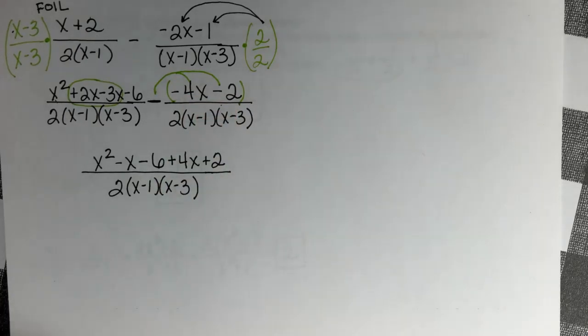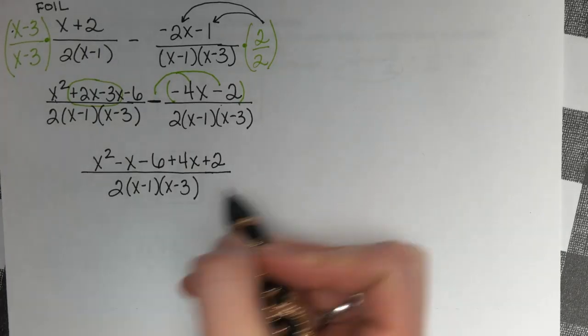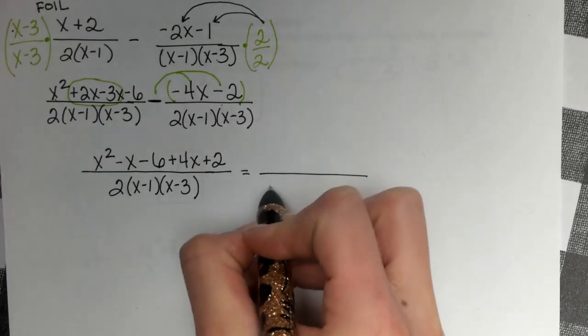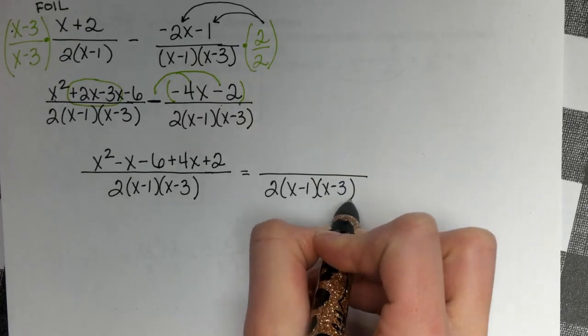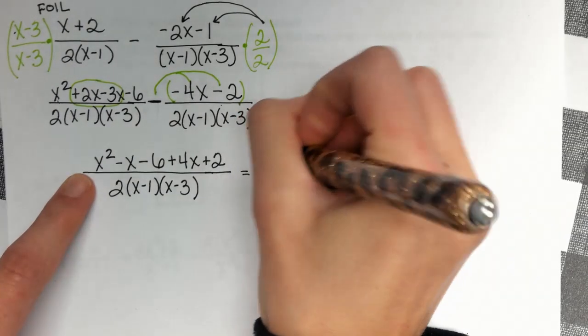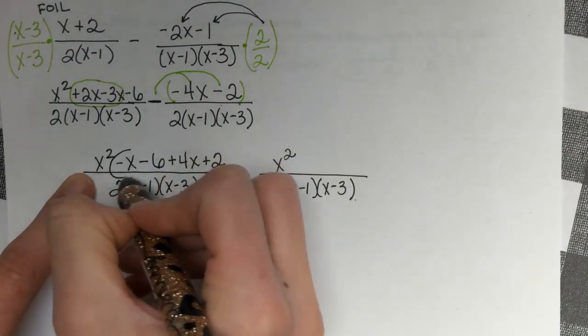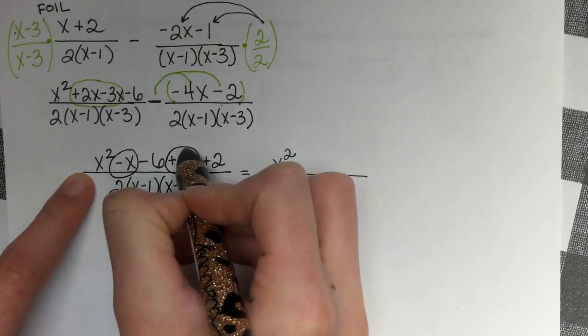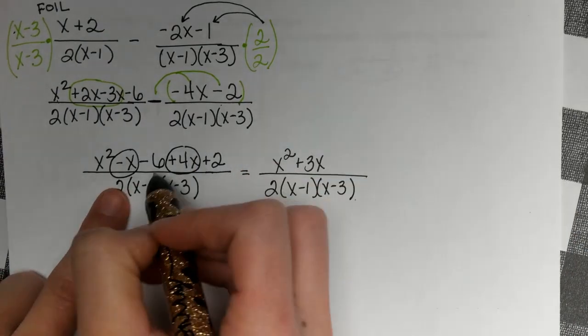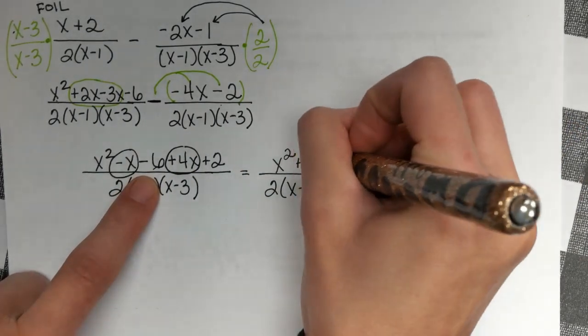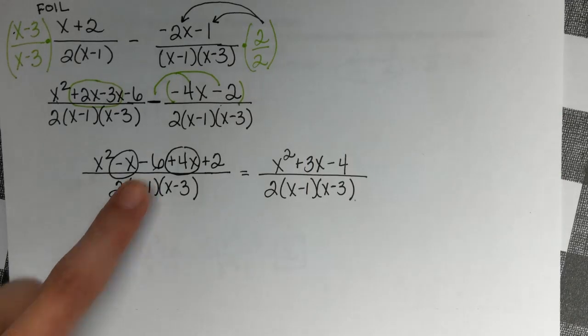Now I need to just clean it up. Okay, so I've got my denominator. I have my x squared. Negative x plus 4x is going to give me what? 3x. And then negative 6 plus 2, negative 4.